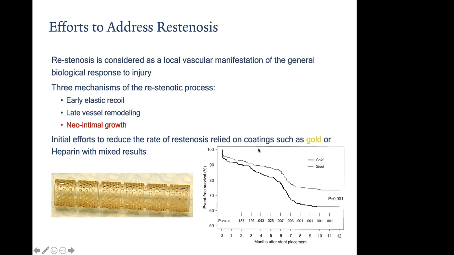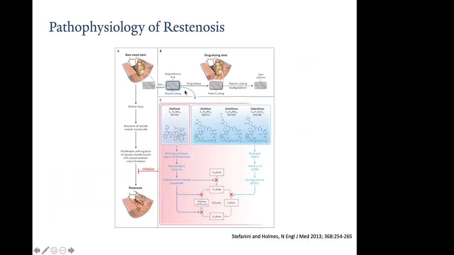So the initial trials to try to reduce restenosis relied on coatings such as gold and heparin. So these actually, in some cases, were worse. This was a study that looked at gold coated stents versus stainless steel stents. And event-free survival was actually worse for patients who have gold coated stents. And so these initial strategies were unsuccessful, which then led to the advent of drug-eluting stents.